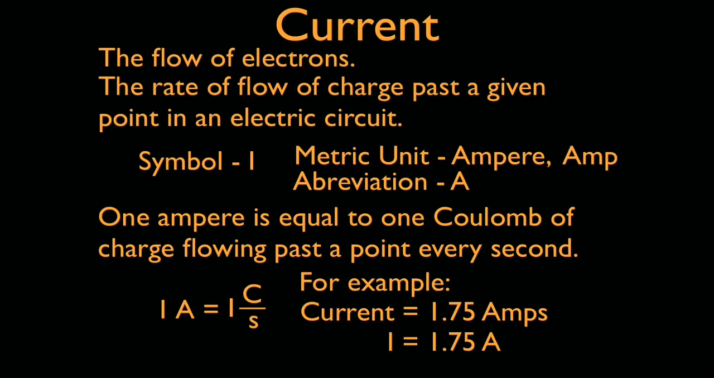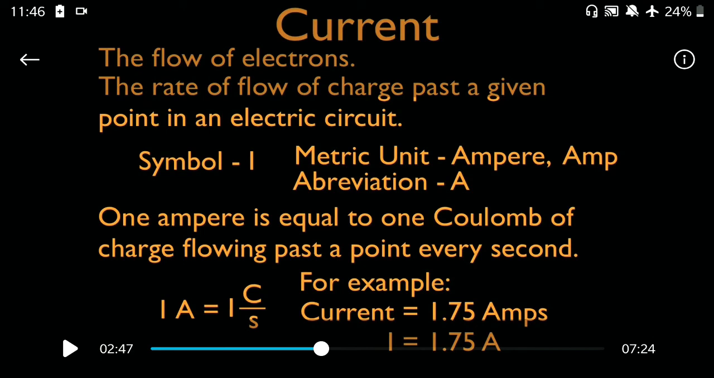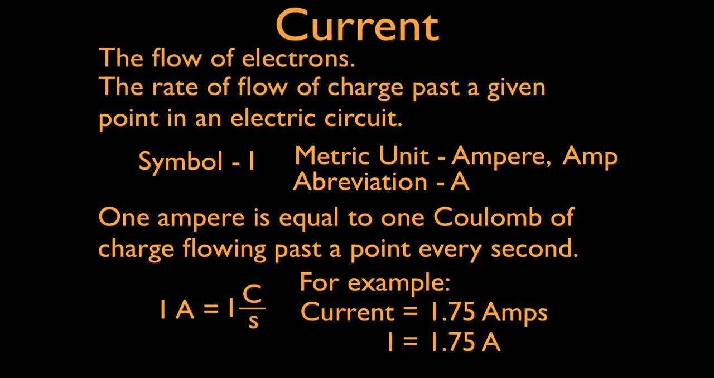In other words, the unit of current can also be defined as the number of charge carriers moving through any cross sectional area of a conductor in a given time, or in a second. That is, charge divided by time. So the unit of current can also be given as coulombs per second. That is, I is equal to Q by t.